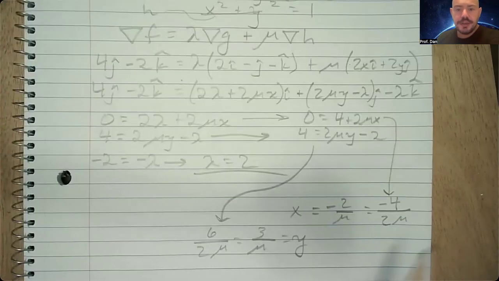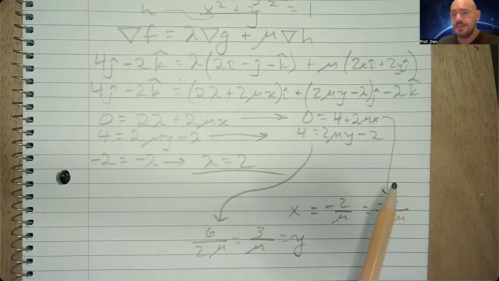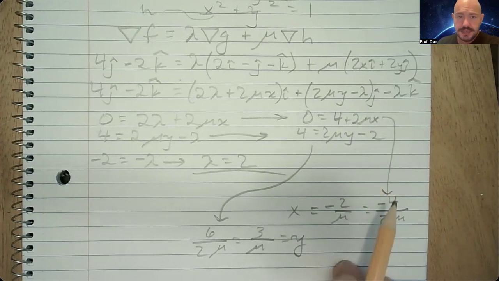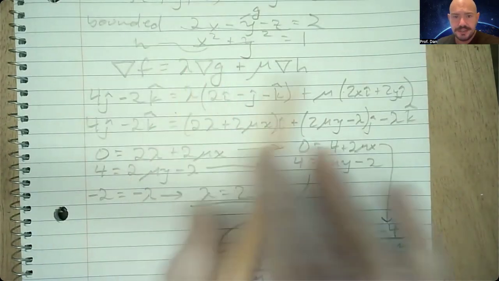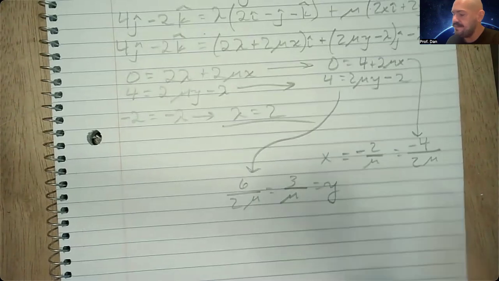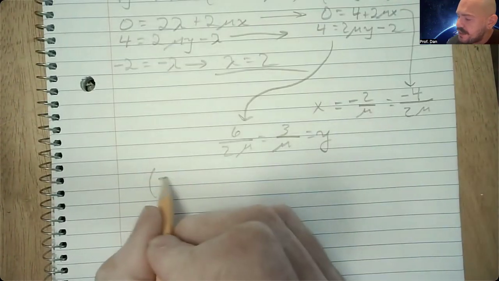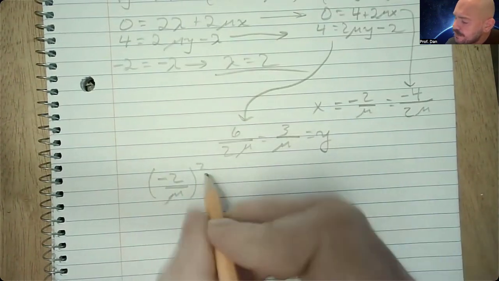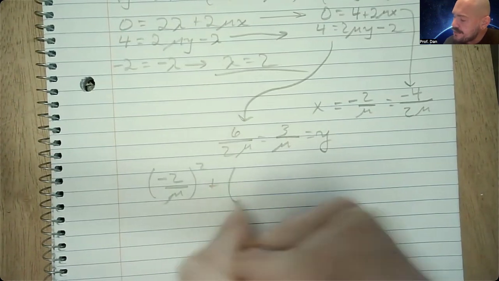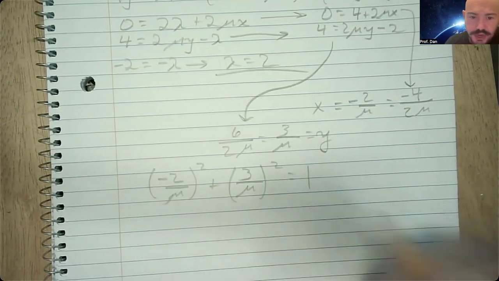So now I don't have anything about z in terms of anything. So I'm going to use the boundary equation that doesn't involve z. That's going to be the cylinder, x squared plus y squared is 1. So if I rewrite that, x squared, we're going to replace with negative 2 over mu, squared, plus y, that'll be 3 over mu, squared, is equal to 1.